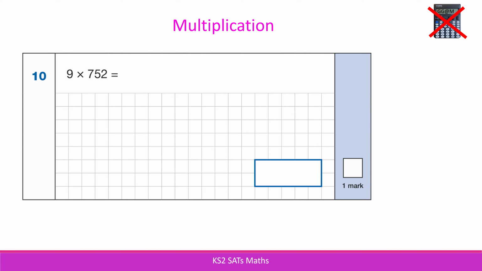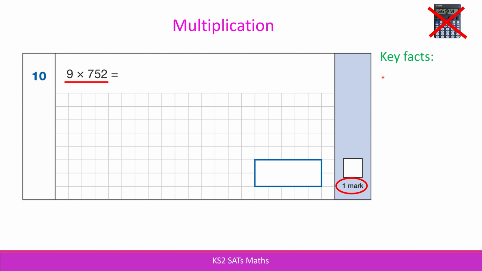This is a multiplication question. We're going to look at multiplying 9 by 752. Now it doesn't matter whether you do 9 times 752 or 752 times 9 because multiplication is commutative. It means it doesn't matter the order you multiply numbers together in. The answer needs to go in this box here, and this is worth 1 mark in your exam.